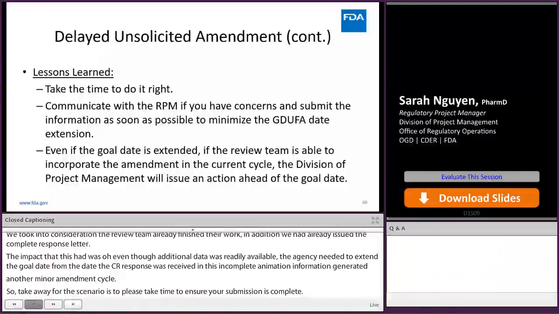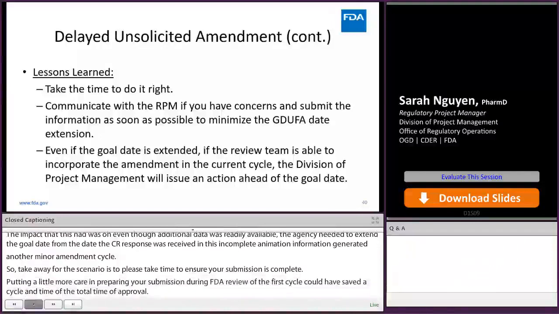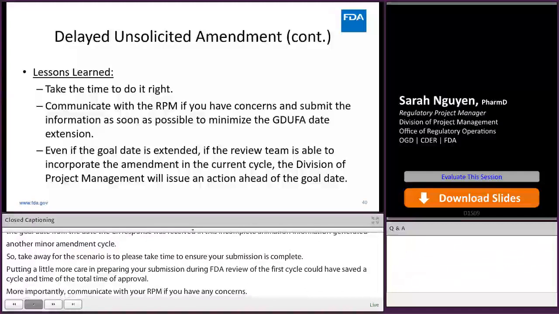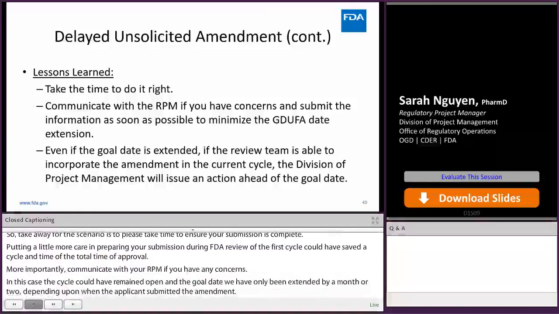In this case, the cycle could have remained open and the goal date may have been only extended by a month or two, depending on when the applicant submitted the amendment. And note, even if the goal date is extended, the review team could have possibly incorporated the amendment during their review and the agency could have still met the original goal date. And this concludes the portion of the unsolicited amendment section.